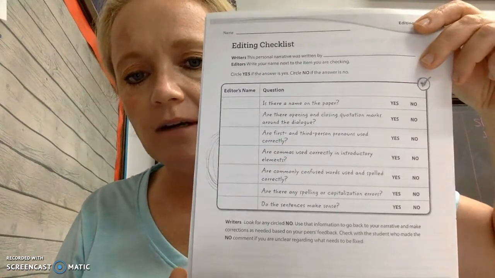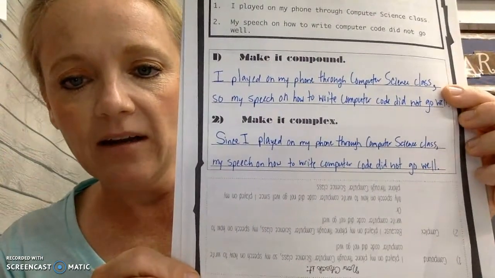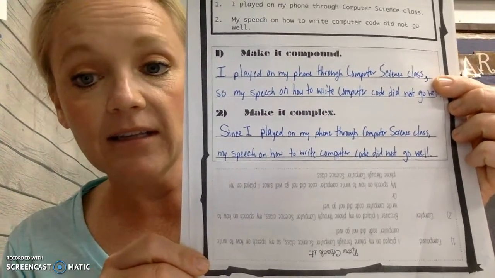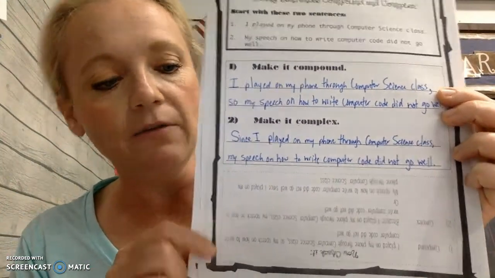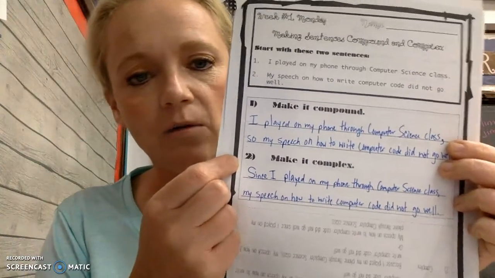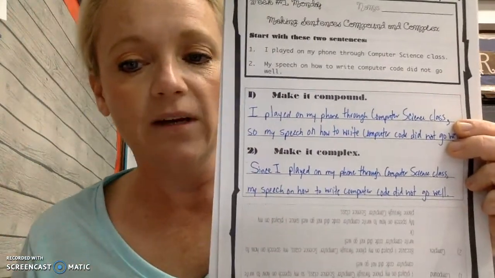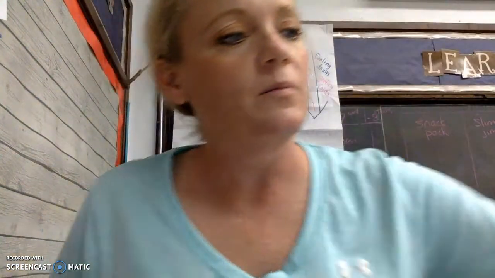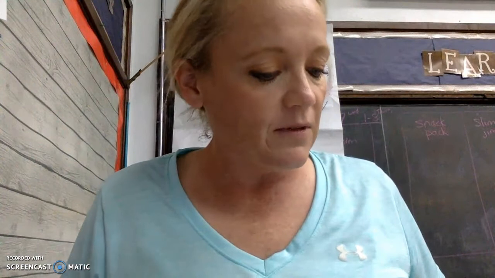Are commas used correctly in introductory elements? You want to know what an introductory element is? It's what you guys have been working on. I just showed you one today. Since I played on my phone through computer class, that's an introductory element. It's not a sentence by itself anymore because I put since in front of it. So it's not a complete sentence because you're waiting for the rest of it. So I have to use a comma at the end because I'm kind of introducing the rest of the sentence. I'm going to count that as fitting, even if it's not quite. It's a reminder for you to use your complex and compound sentences.